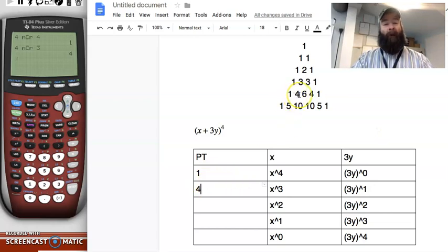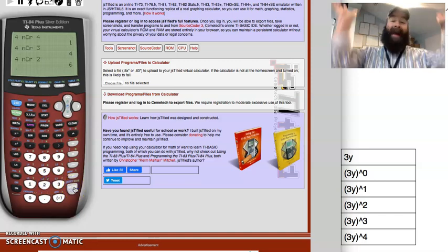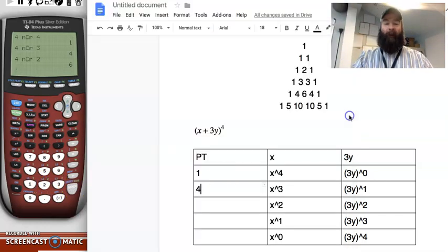By the way, do you notice? 1, 4. So when we go to do the next one, which is 4 things taken 2 at a time, I bet it'll be 6. Let's see. 4 things taken 2 at a time. Hey, it's 6.